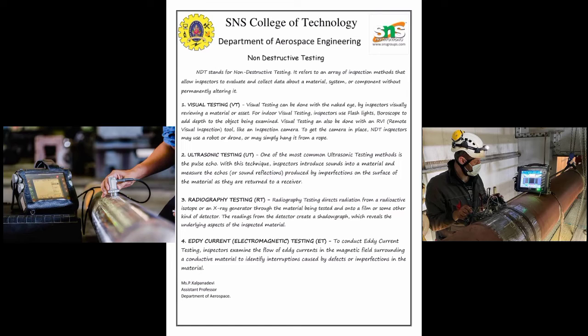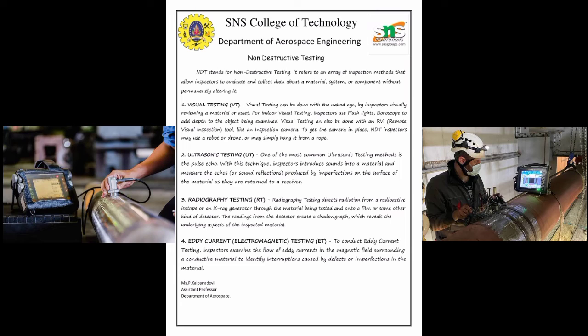Next one is acoustic emission testing. These testers examine material for bursts of acoustic energy, also called acoustic emissions, which are caused by defects in the material, including intensity and location. Then, dye penetrant testing.